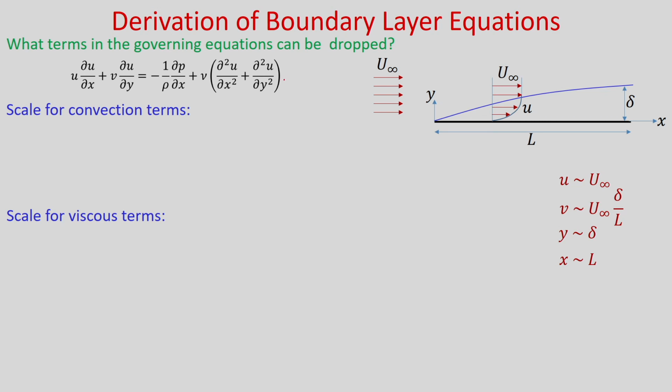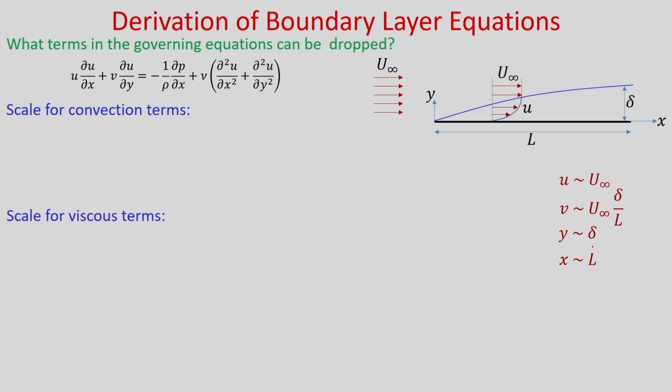So, first let us consider the x component of the momentum equation. These are the inertia terms, this is the pressure gradient term and this is the viscous term, where nu is the kinematic viscosity of the fluid and rho is the density of the fluid. And we have the scales as u of order u infinity, v already we have derived, v is of order u infinity delta by L, y of order delta and x of order L.